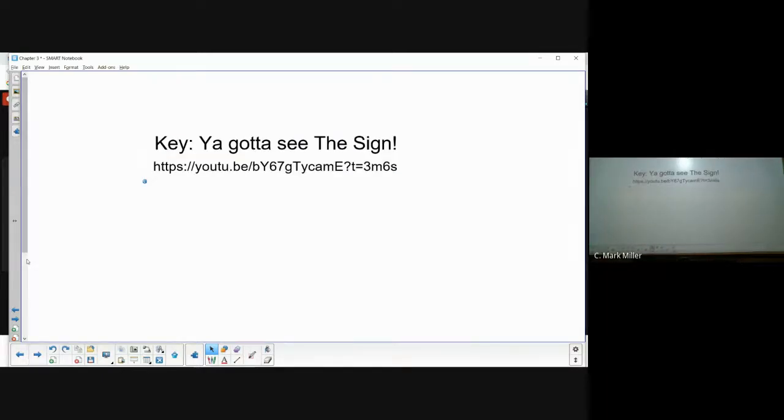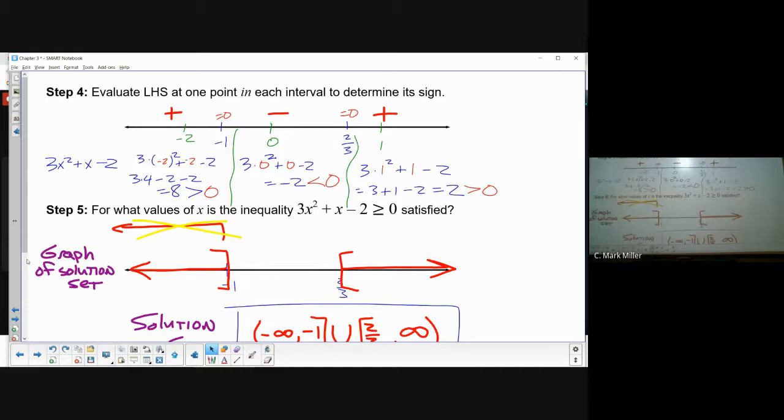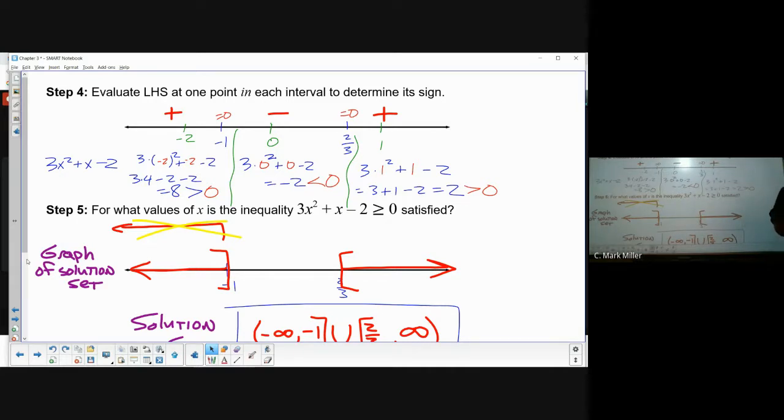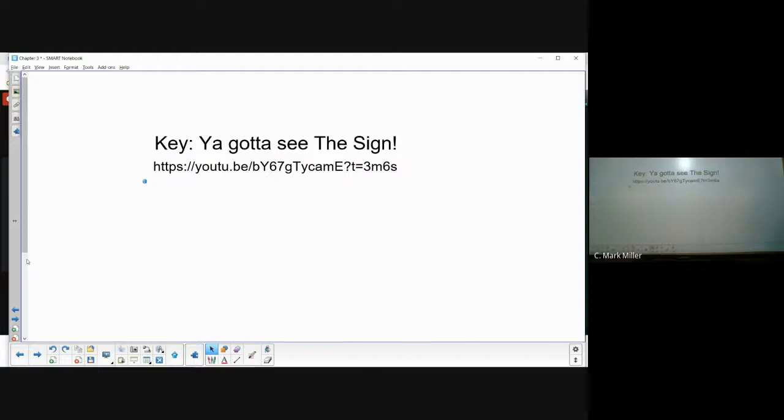Moving on. Okay, all right. What is key to this procedure and the last procedure? You remember when we were graphing rational functions? There was a spot where you plugged in points strategically to see if they were positive or negative. You got to see the sign.